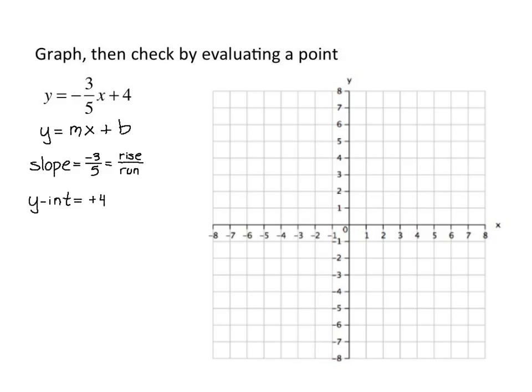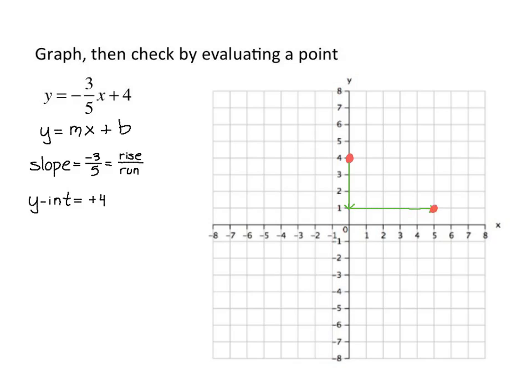So if we plot these points, first I start with the y-intercept. That tells me to go up 4, which is good. And now I'm simply looking at the slope. This rise is -3. The negative implies that I need to go down 3. And then the run is a +5, implying that I need to go over 5, which would put me right about here. So this would be my second point.